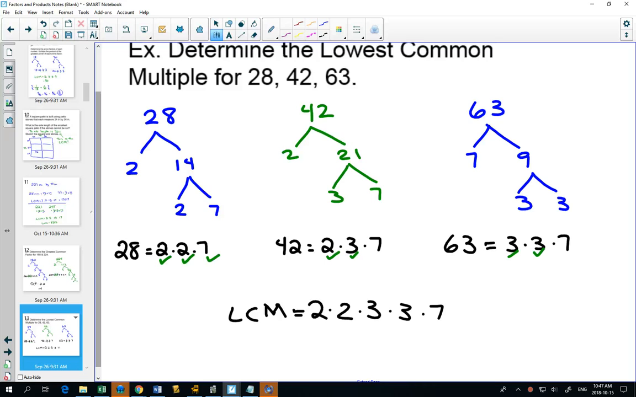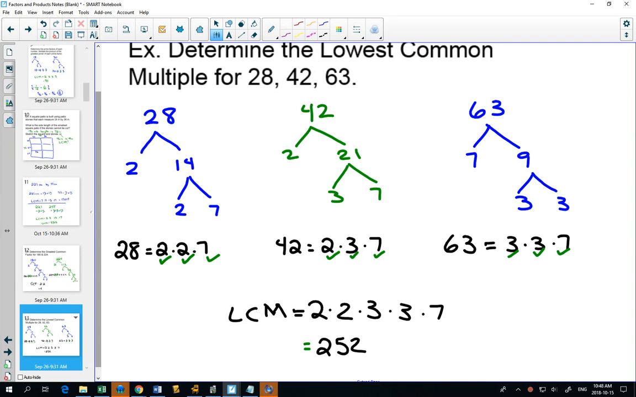7. So even though there's a 7 in each one, we don't have 7 cubed or 7 times 7 times 7 here. Once you use up a 7 once, it gets used up the first time in all of them. So we're really looking at which one has the most 2's? This one. We need both of those. Which one has the most 3's? The 63. We need both of those. They all have a 7. And so our lowest common multiple, if we multiply this all out, we get 36 times 7, 252.